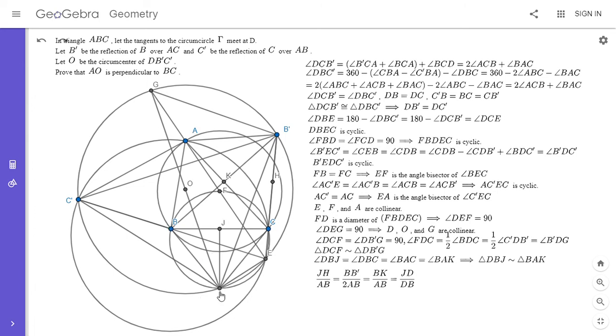Now we just have to show that angle DJH is equal to angle DBA. So I'm going to do that right now. That's just an angle chase. That's not too difficult. So we have angle HJD. Angle DJC is obviously 90, so that's 90 plus angle HJC. But HJ is parallel to BB prime because, like I said, it's a mid-segment. So angle HJC.